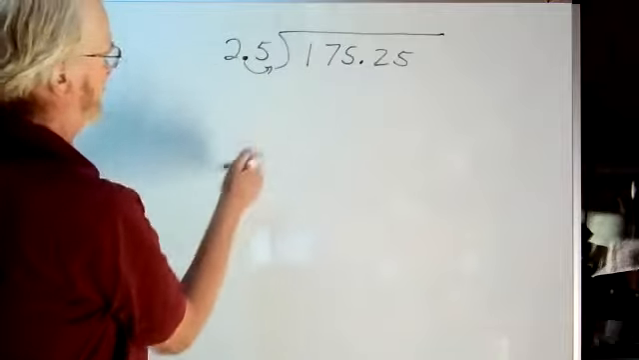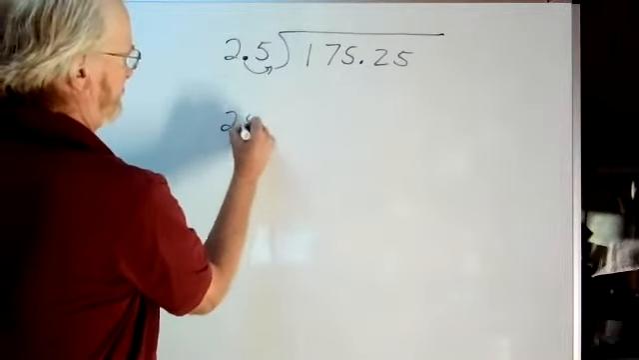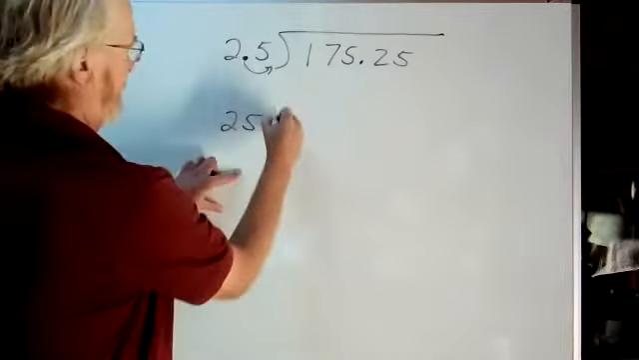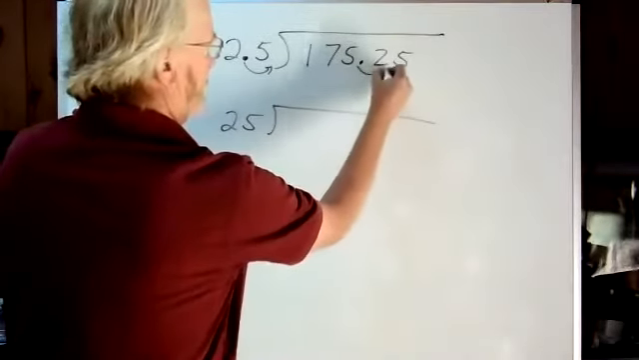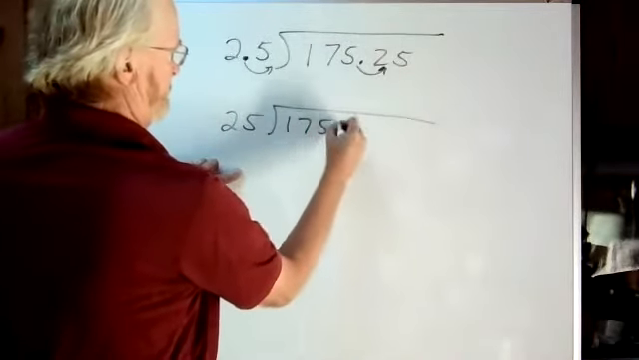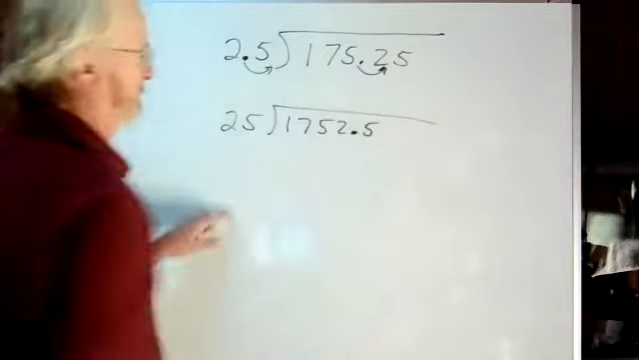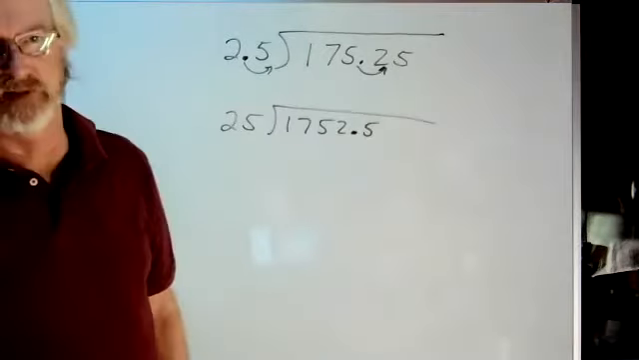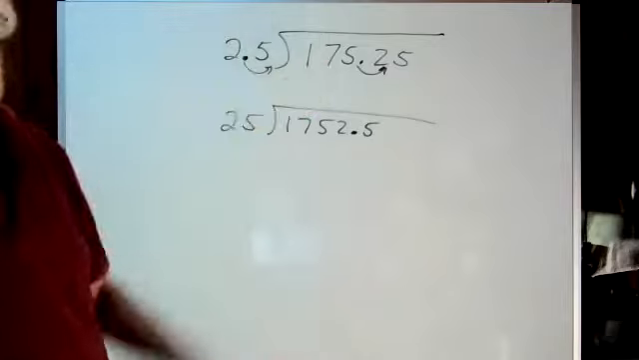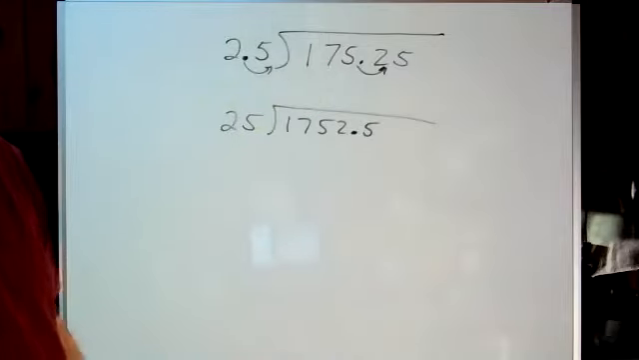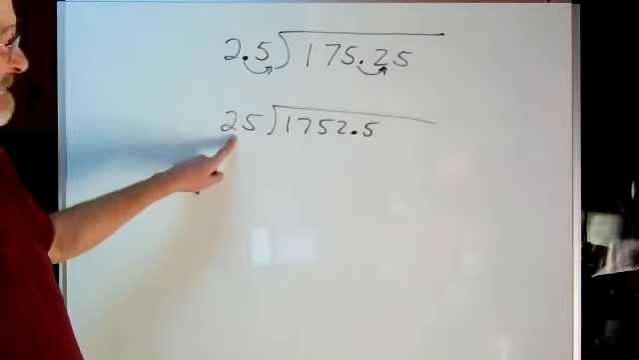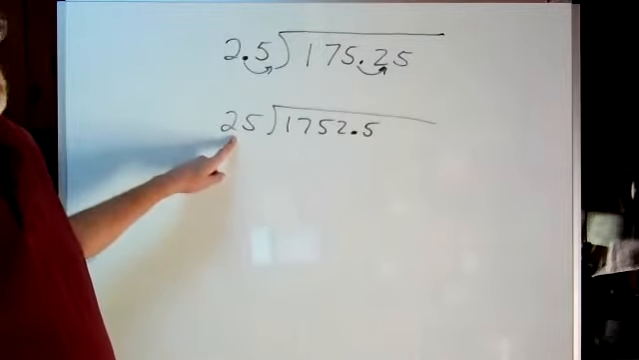10 times 2.5 is 25. 2.5, you're all right with that. And then this one times 10 is going to move that one over. Now I could do the long division. Again, your calculator doesn't care if there's a decimal in both numbers and it'll work out. But if you were trying to do this by hand, you'd want to get the decimal out of there.